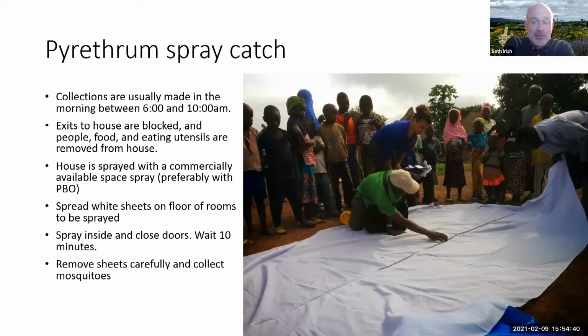And people often get quite interested because they're able to see the mosquitoes as well on the sheets and can say, oh, wait, did you see that one? Did you see that one? And so it's quite a nice way to share your entomological collection with the community. And so this is a good way to measure the mosquitoes that are resting inside the house.